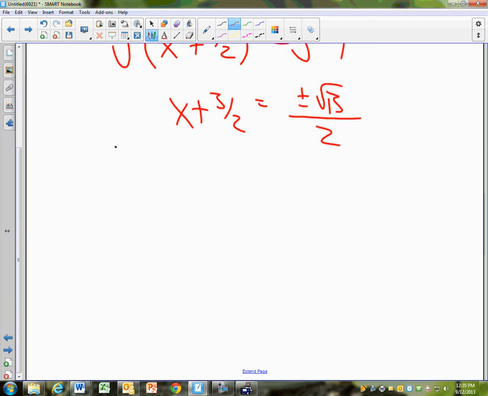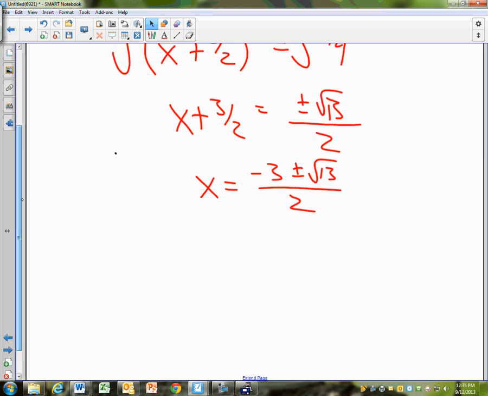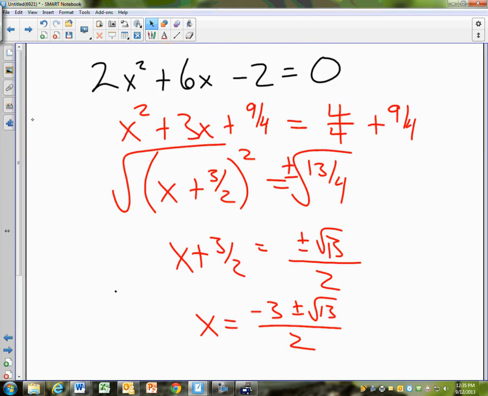I can subtract the 3/2 over. Since they have the same denominator, I can write them both over 2. If you want to write as negative 3/2 plus or minus square root of 13 over 2, that's fine. If you want to put them together like I did, that's fine. It's up to you. Any questions? So I had 1 plus 9/4, 4/4 and 9/4. That's okay.